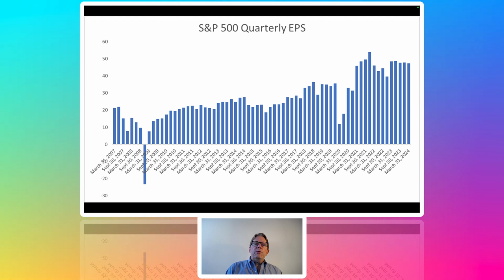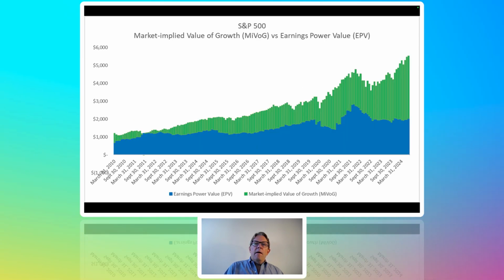All right, there's your earnings per share for the S&P 500. This is my proxy for NOPAT. I don't have NOPAT for the S&P 500. I'm sure it's available, but EPS is pretty straightforward. All right, so now here's the fun part. Here is green and blue. Now, I also don't have invested capital for the S&P 500, partially because you have financials in there and they kind of mess up the invested capital. So all I have here is earnings power value, blue, and market implied value of growth, green. And that's for the S&P 500 for the last almost 15 years, which I think is pretty cool.